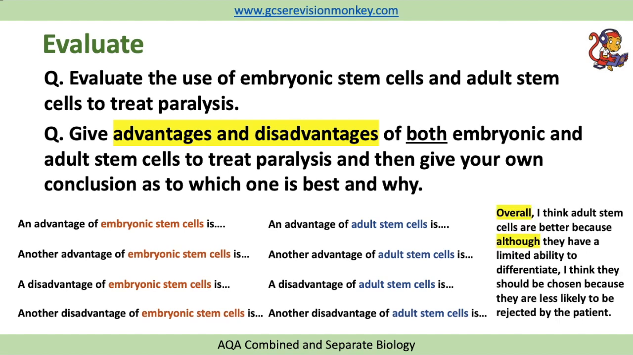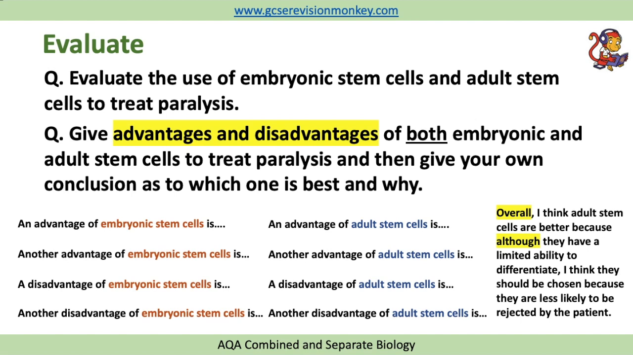So good to start with the word overall, and then also have the word although in there, because that gives it a justified conclusion. So, for example, for this stance point, you could put overall, I think adult stem cells are better because although they have a limited ability to differentiate, I think they should be chosen because they are less likely to be rejected by the patient.